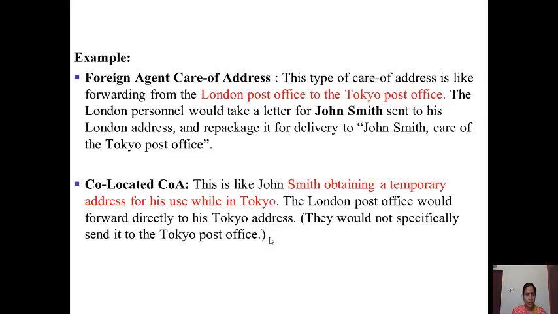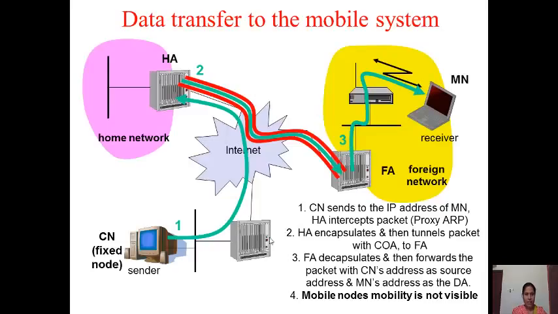So if these concepts are clear, let us now understand how the data transfer is going to take place between the correspondent node and the mobile node. And this communication we are going to understand assuming that the mobile node, who is a registered user of a particular home network, is at present available in a foreign network, right? So the procedure is actually like this.